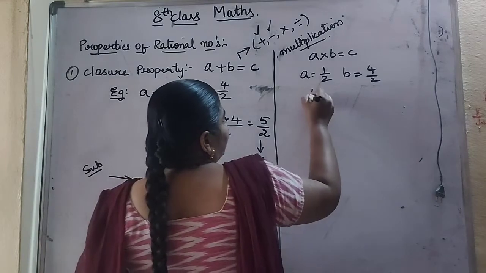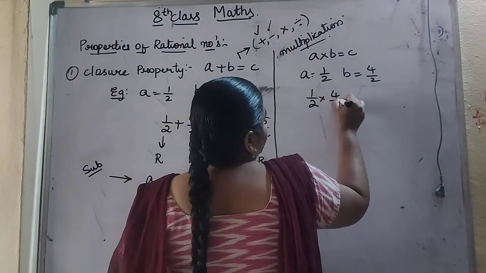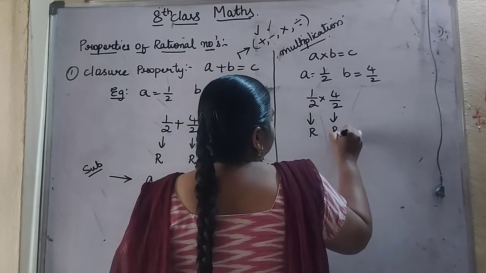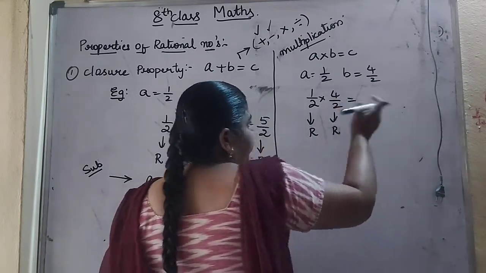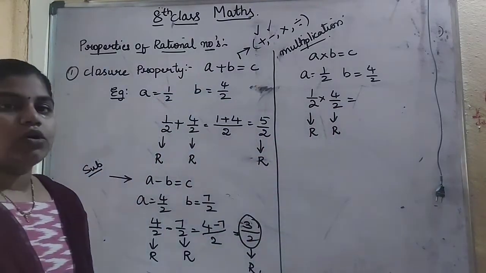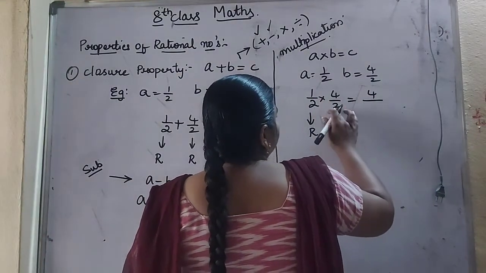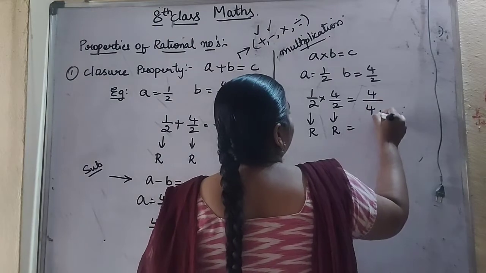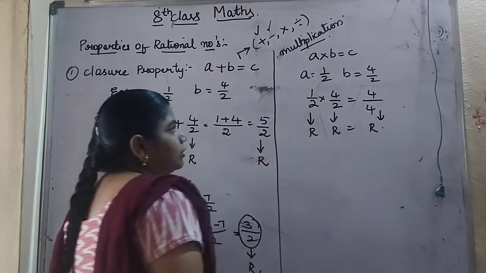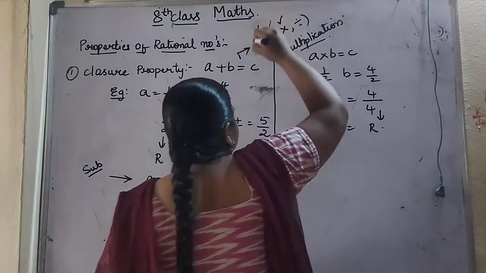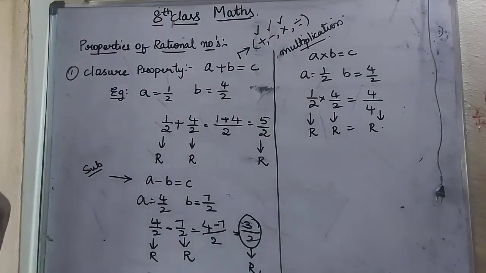Here 1 by 2 into 4 by 2. 1 by 2 is a rational number, and 4 by 2 is also a rational number. The result we get should also be a rational number. So 1 into 4 will be 4, and 2 twos will be 4. Here 4 by 4 is also a rational number. So we can say that under multiplication also, the closure property is satisfied.